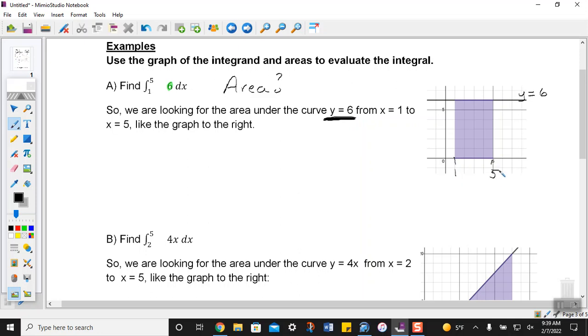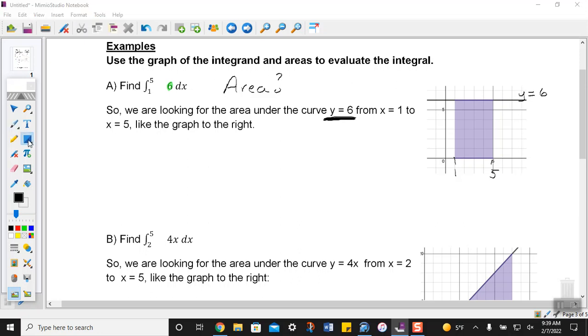So graphically looking at this, for an upper limit of 5, look at the graph at the right. You have a lower limit of 1 and an upper limit of 5. Now keep in mind the x-axis is part of our boundary line. So our boundary lines are those vertical lines at 1 and 5, the x-axis and that line y equals 6. If I look at this area under the curve bounded by x equals 1 and x equals 5 down to the x-axis, what shape is formed?